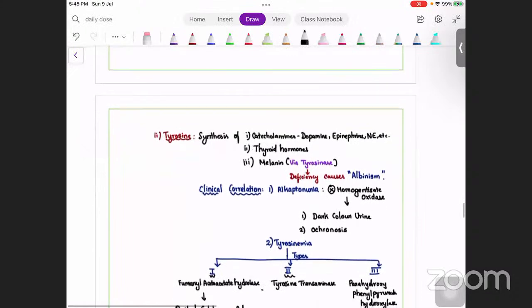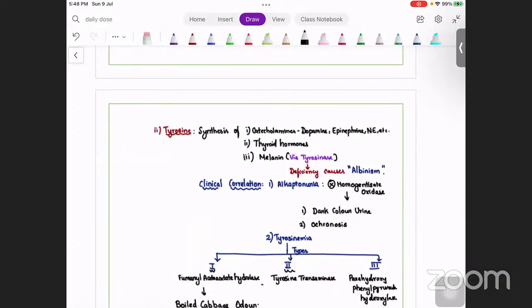Now, apart from that, tyrosine is used for synthesis of catecholamines, thyroid hormones, and melanin. Melanin synthesis via tyrosinase; deficiency causes albinism. Catecholamines are dopamine, epinephrine, and norepinephrine. Synthesis of thyroid hormones has been discussed already in physiology, and catecholamines we will discuss in the ANS pharmacology.